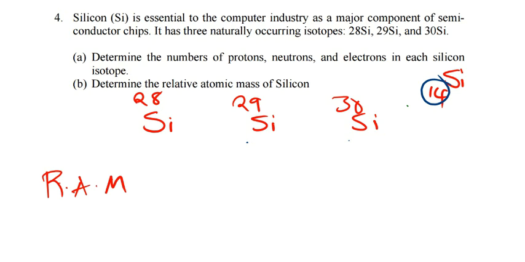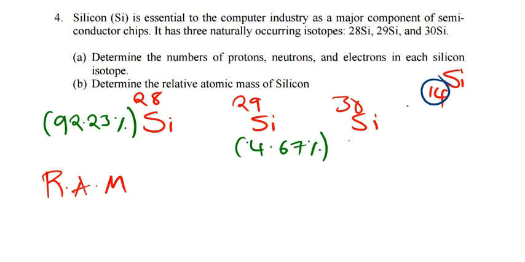Okay, so before you can actually do that, you have to know the abundance of all these, which will be given in every assessment. Okay, it's not a necessity for you to know. So silicon 28, the abundance is 92.23%, silicon 29 is about 4.67%, and then for silicon 30 that's like 3.10%. Okay, this is very key, very important.